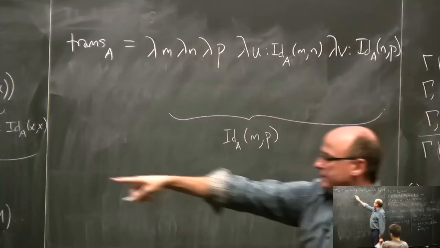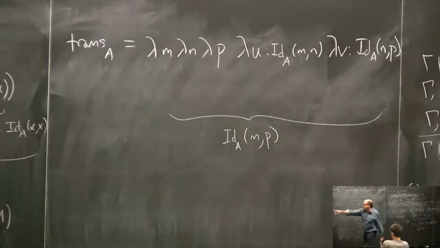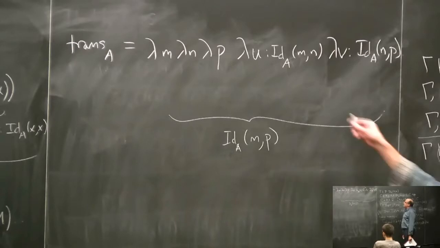So this will be my trans m n u v. Okay, that I've written over here. This is what I need to write down. So the question is now, how do we do this?